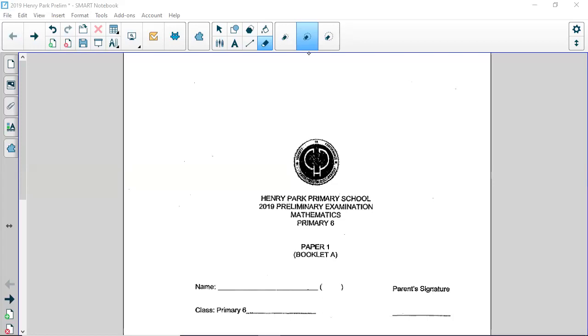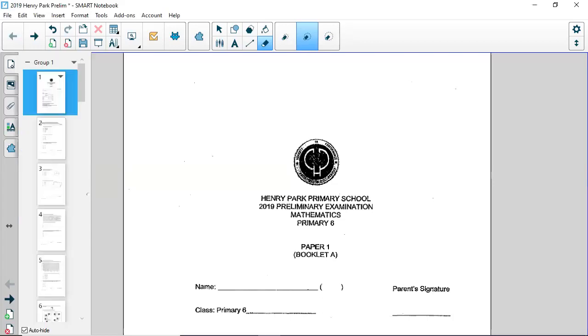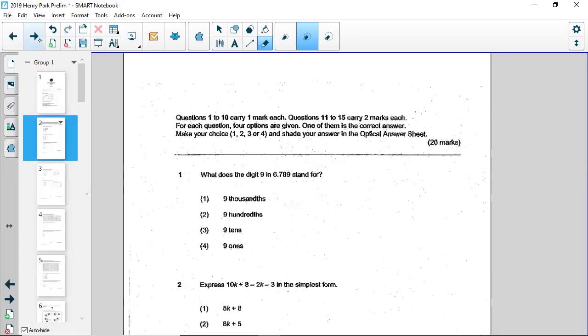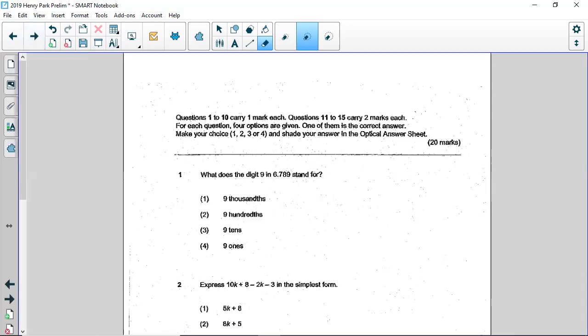Okay, now let's look at question one and revise the concept. Question one: what does the digit 9 stand for? Let's quickly revise the place value. The digit in front of the decimal point is always a whole number. So what place is that? That is your ones place. And then the digit behind, which is the digit 7, that is the tenth.